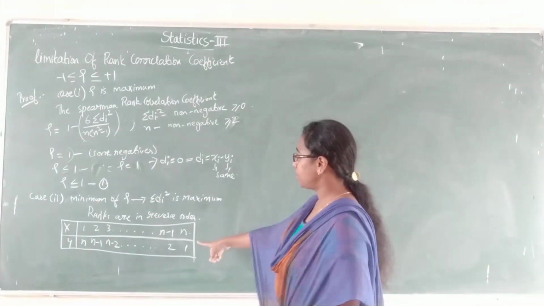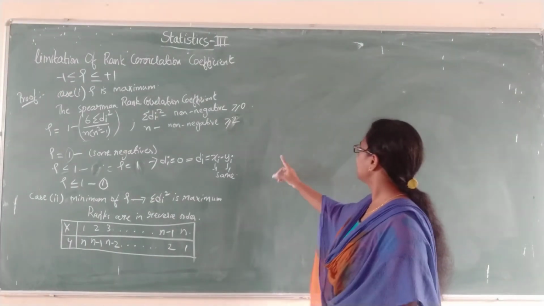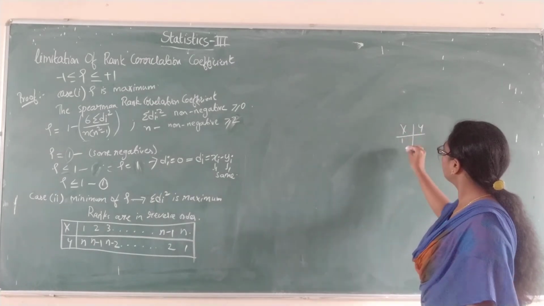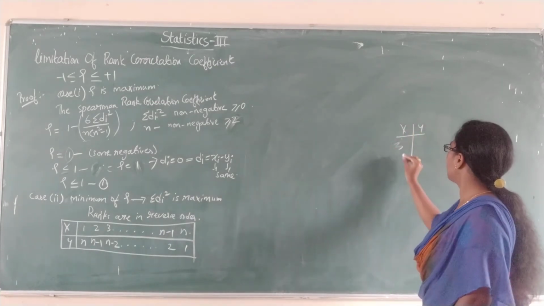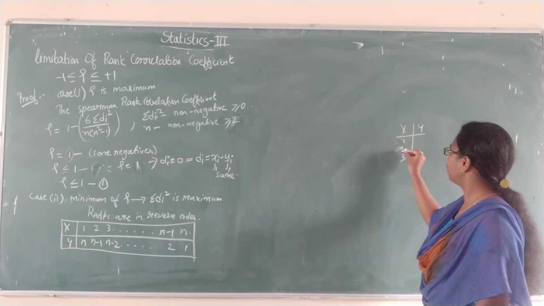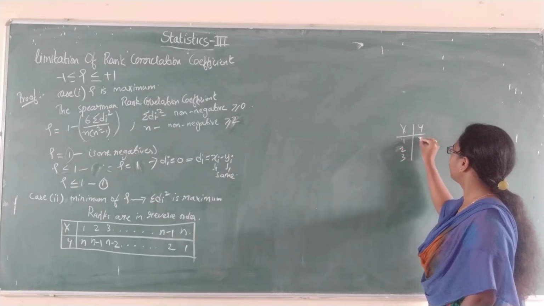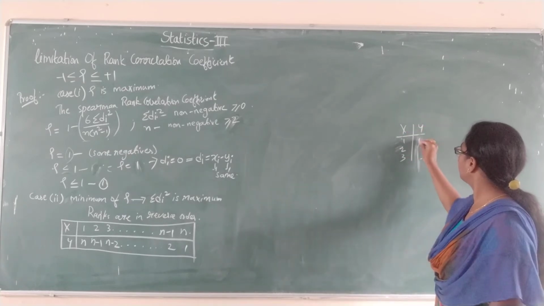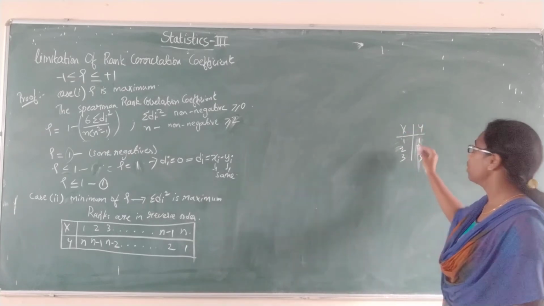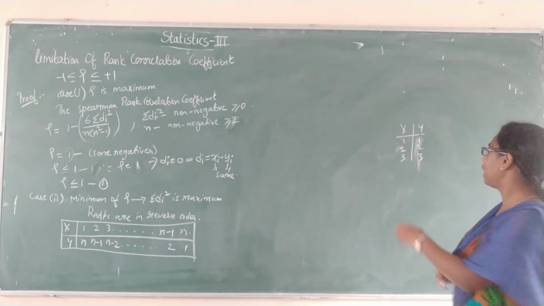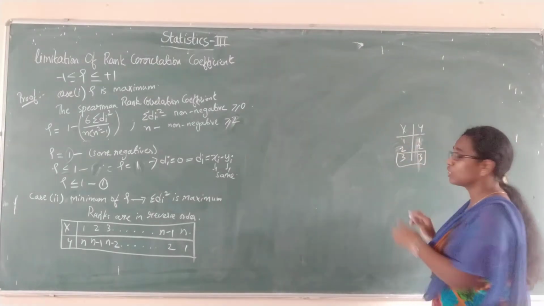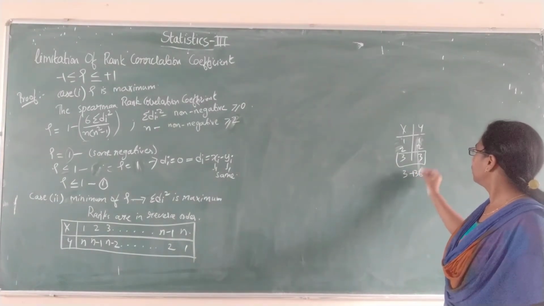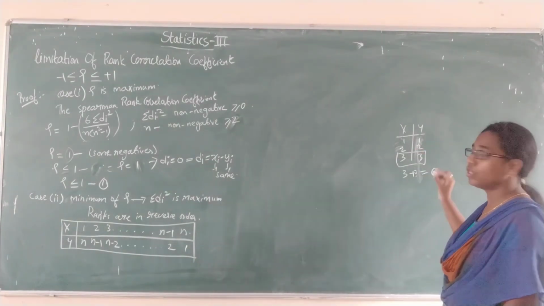If you observe here, suppose you have x and y values now. Here you will have 3 values, that is the last rank. 1, 2, 3 only you will have as ranks. So here you have 1, 2, 3 and here also you have 1, 2, 3 values. If you add the last digits, you will get the total number of ranks, that is 3 plus 3, total equals 6.